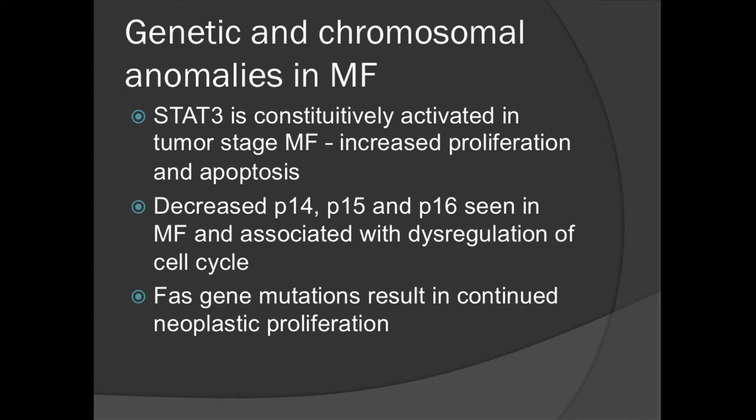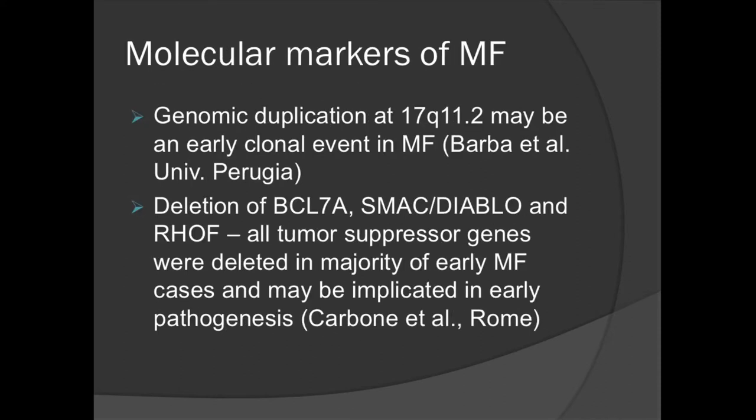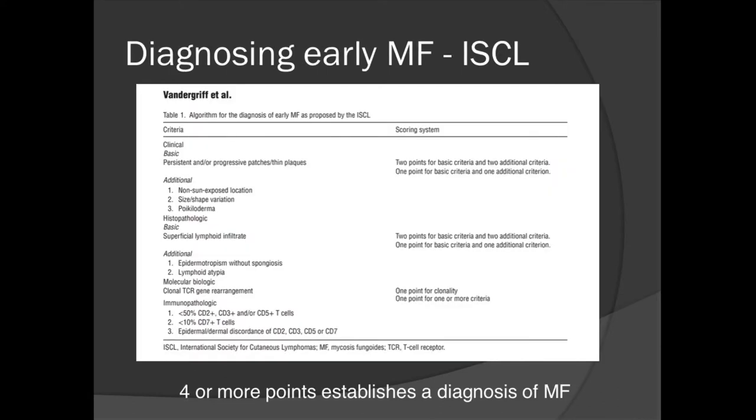P14, 15, 16 associated with dysregulation of cell cycle is seen in some cases, and FAS gene also seen. Now, these might be useful therapeutically. There may be a reason to get involved here, but in terms of making a diagnosis, not so much. Early clonal event, maybe, maybe not. If this sounds like it's all over the place, it's all over the place. Nobody has any idea what's going on here with these cells and why they become neoplastic.